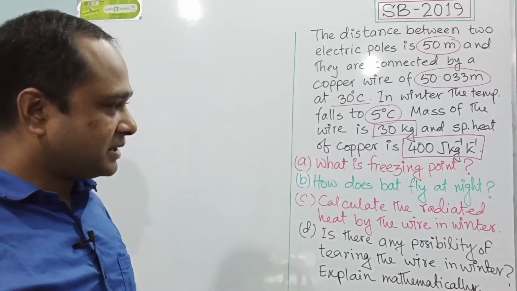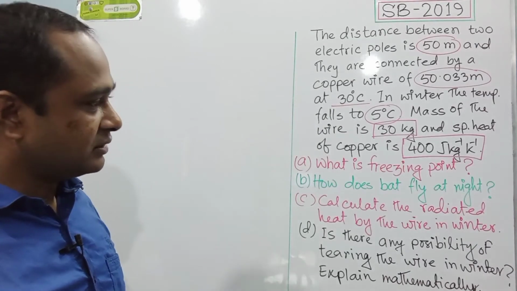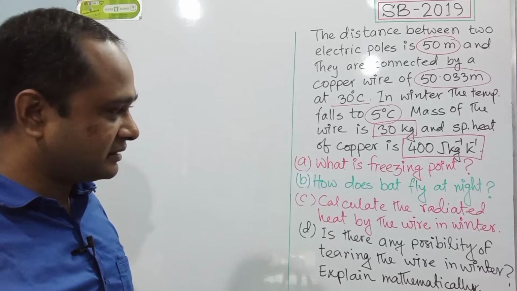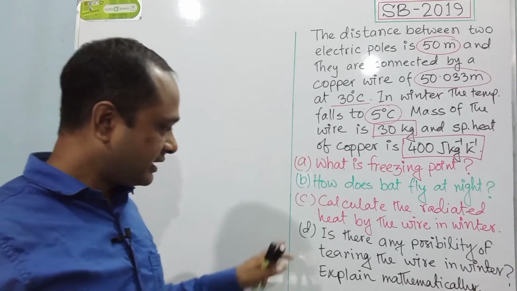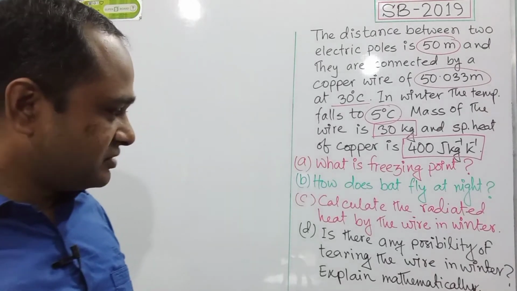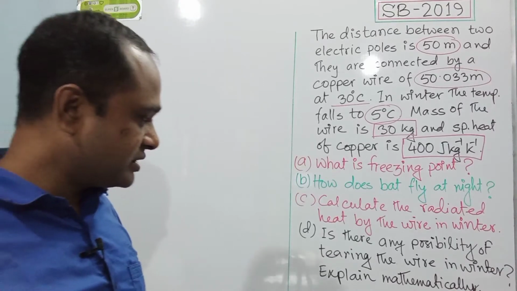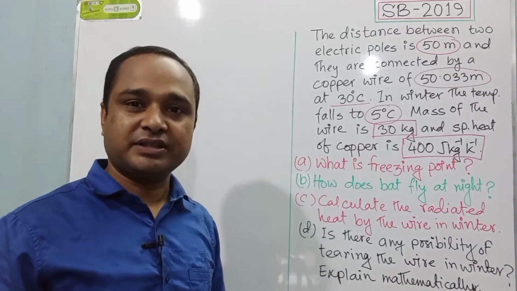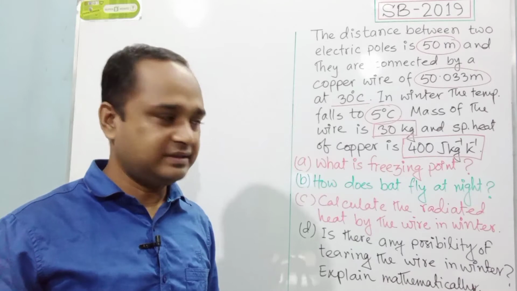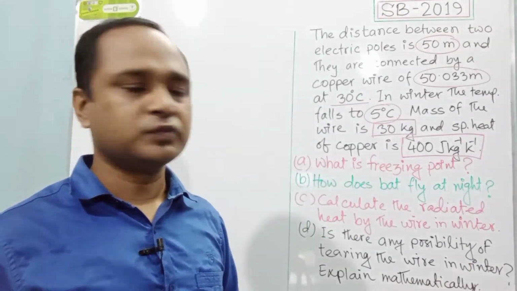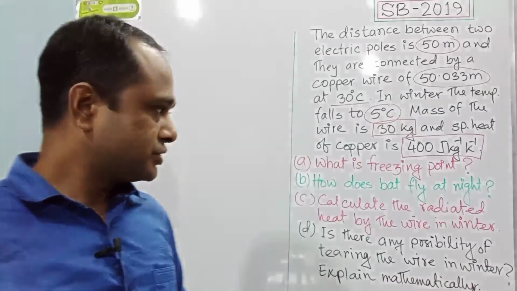What is freezing point? How does a bat fly at night? Calculate the radiated heat by the wire in winter. And finally, is there any possibility of tearing the wire in winter? Explain mathematically. Listen, this is our question. Now we are going to solve the questions.